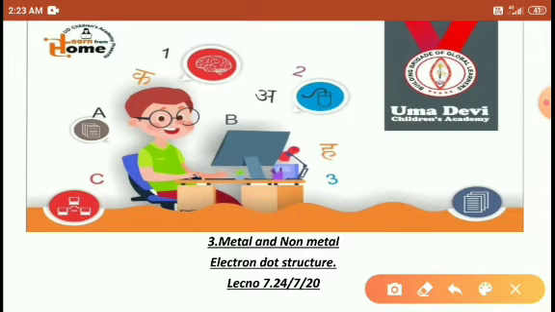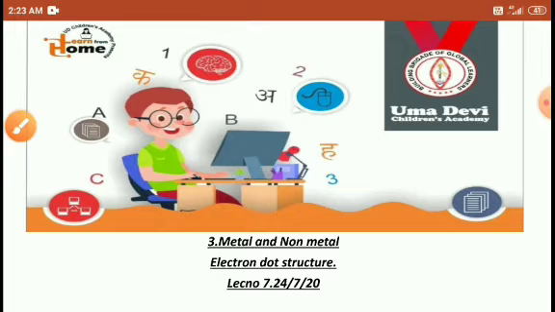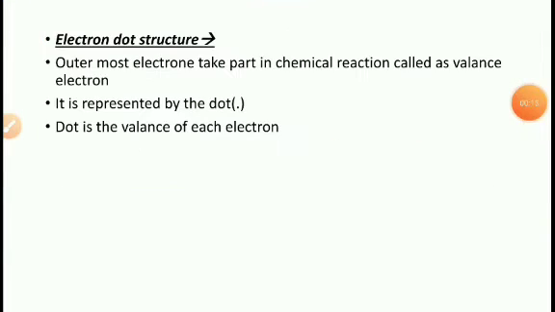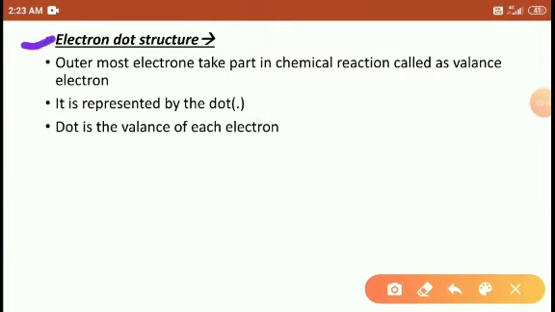Today we are discussing the electron dot structures and the formation of the negative ions. So let's start. The topic is the electron dot structure.